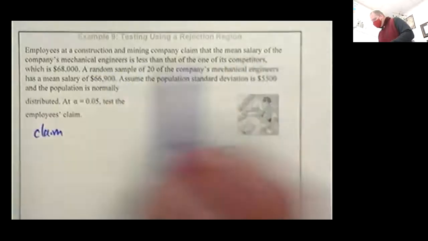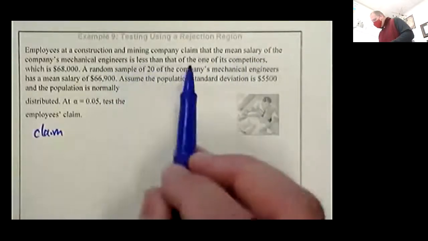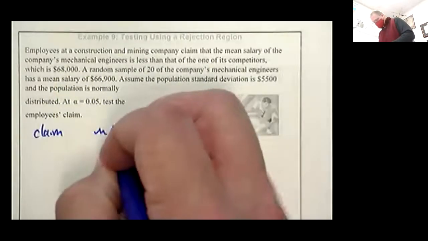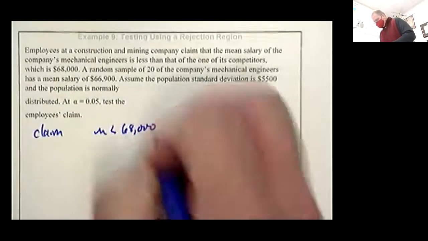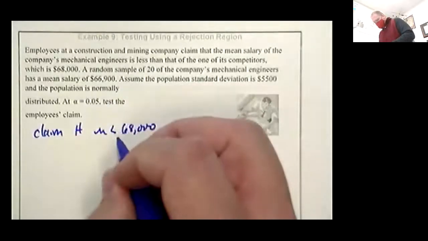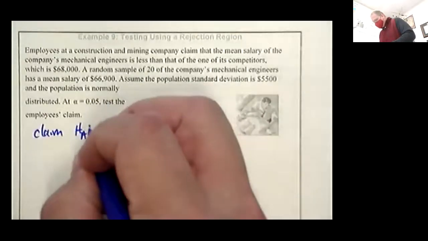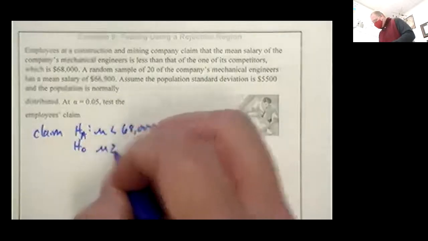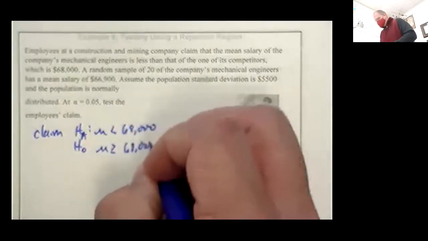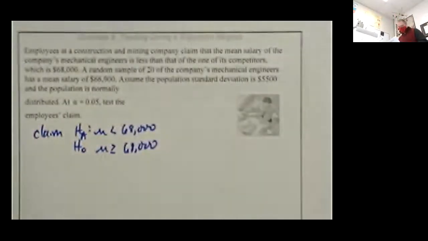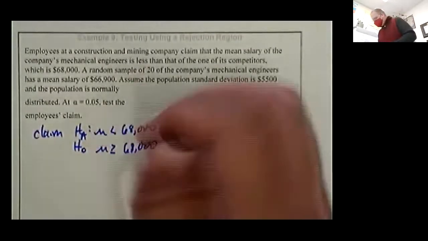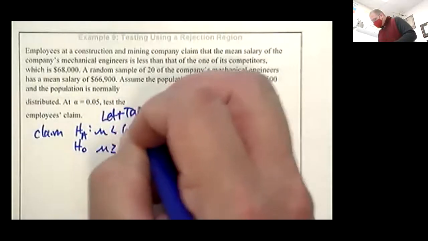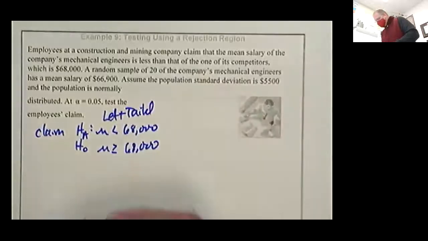Well, what are they claiming? They're claiming that the mean salary is less than $68,000. So the mean is less than 68,000. There is no equal, so that's the alternative hypothesis. Therefore, the null is the opposite, which is the mean is greater than or equal to $68,000. Because the alternative is going to the left, this is a left-tailed test. So we can sketch a picture here.